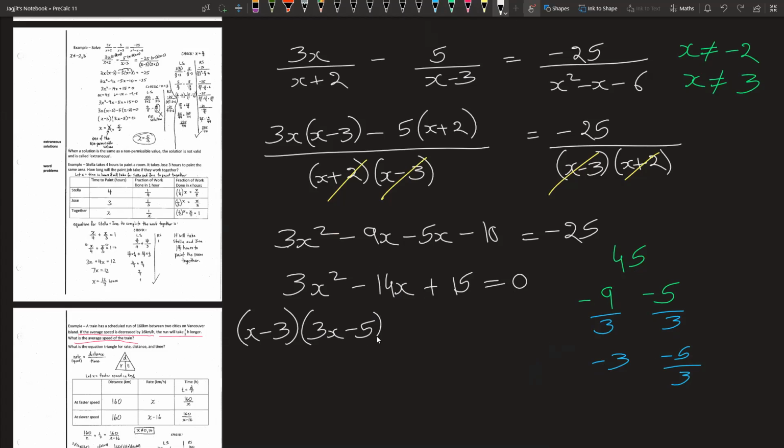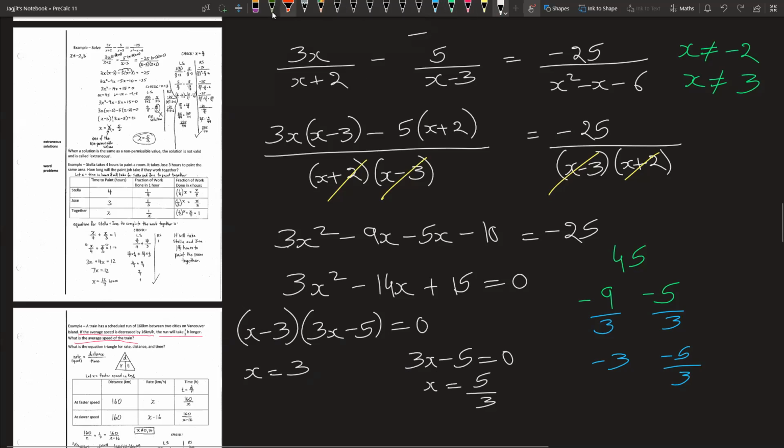So you got 3x minus 5 is equal to 0. So for x minus 3, you get x is equal to 3. For 3x minus 5, what's going to happen is you say 3x minus 5 is equal to 0. Minus 5 goes to the other side, becomes 5. Then you divide it by 3.